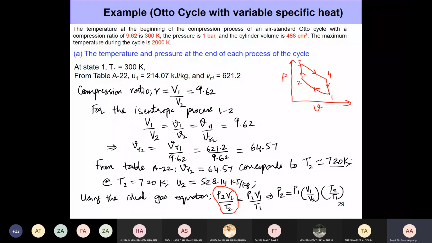Now we need to determine P2. We have the value of T2. T1 was given in the question, and we already know the ratio of V1 to V2, right? And what is the ratio of V1 to V2?